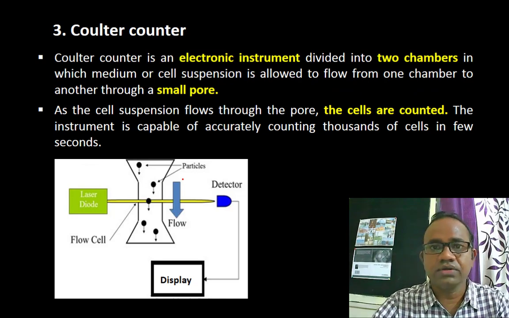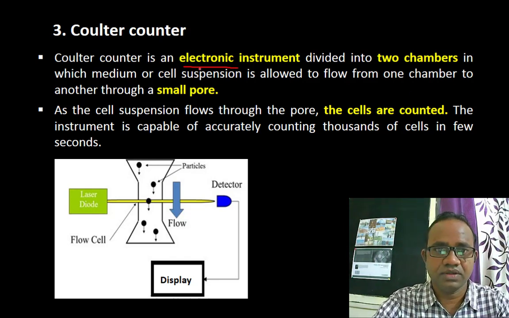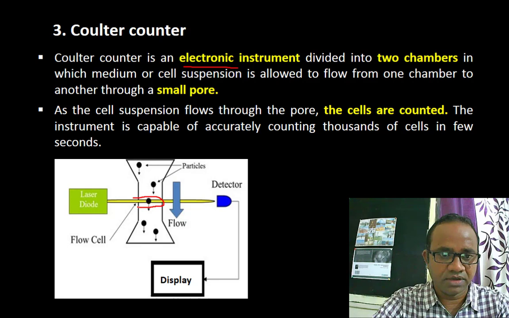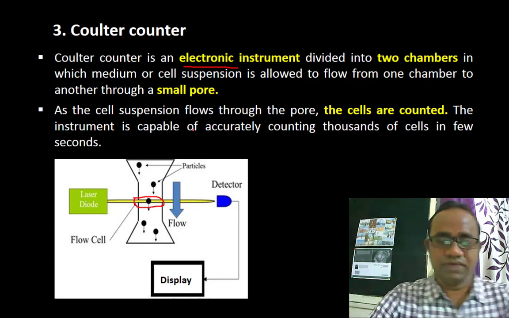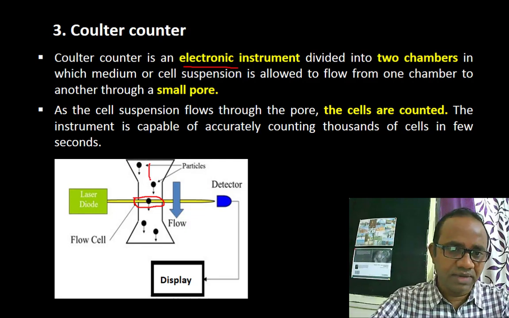Third is the Coulter counter. This is actually an electronic instrument, and it is divided into two chambers. There is a semi-permeable membrane where pores are available. What we generally do is add the bacterial cell suspension into this chamber.